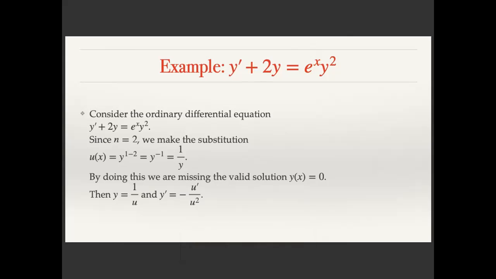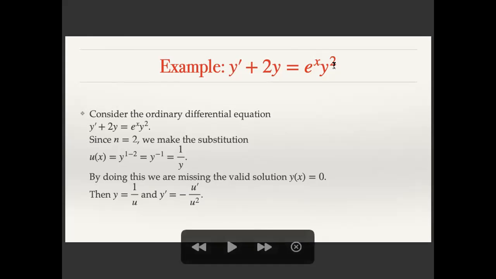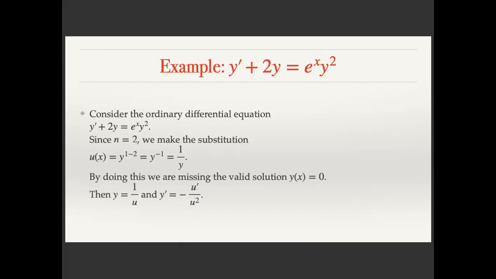So let's consider the equation y prime plus 2y is equal to e to the x times y squared. This is clearly a Bernoulli type equation because we have the power y squared here on the right hand side. So n is equal to 2 according to the definition that I have just stated. And this is the value of n that we'll use in the algorithm to solve the equation.